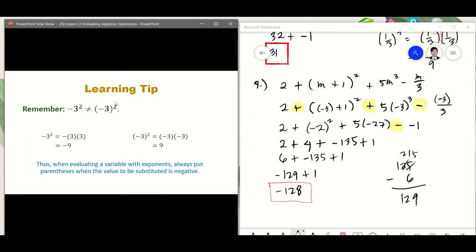But if you have the square of negative 3, meaning the negative 3 is really enclosed inside the parenthesis, the base of the exponent 2 is really the negative 3. So we're multiplying negative 3 by itself twice. Negative 3 times negative 3 is 9. So learning tip again. This is related to my first learning tip. When evaluating a variable with exponents, always put parentheses when the value to be substituted is negative.